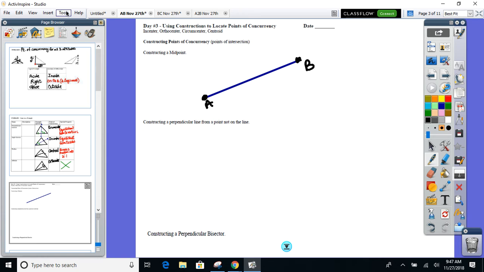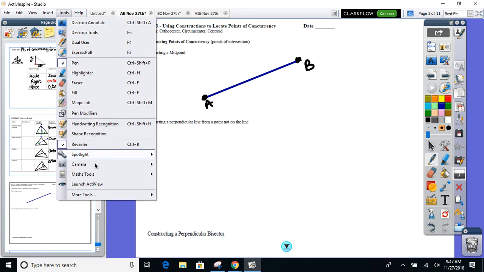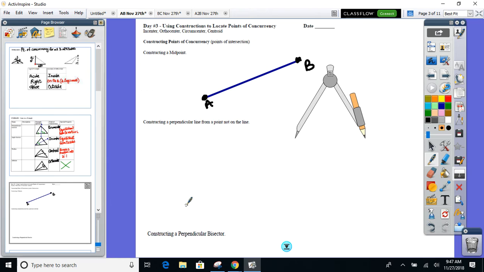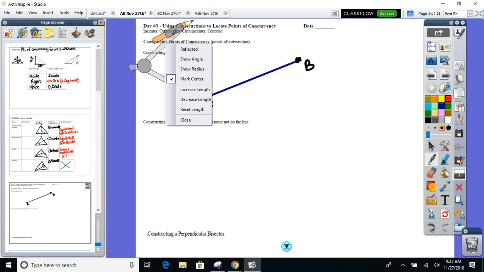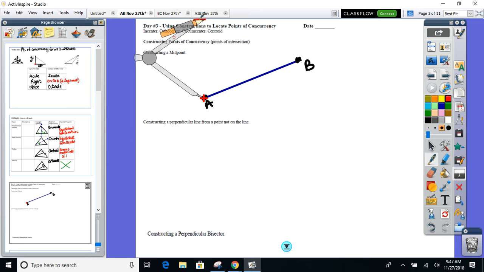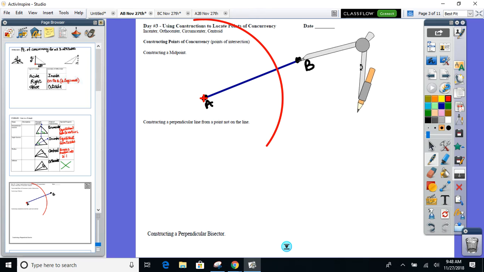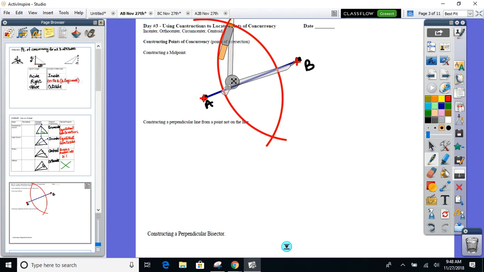Okay, let's grab your compass. How do I find the midpoint? I do the fish construction. Take your compass, put it on one of the endpoints, and open it up more than half the distance of your line segment. Do a decent size arc. Keep your same compass opening. Go to the other side. Do the same thing.